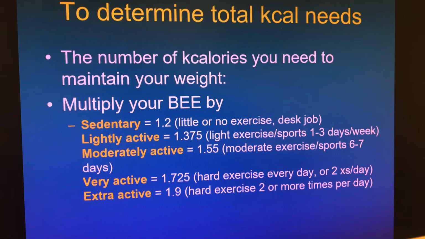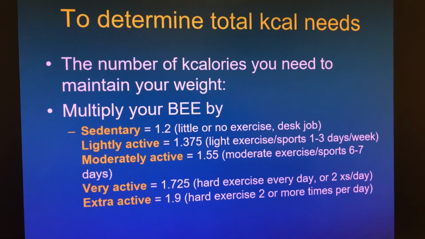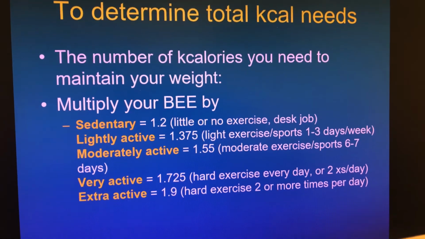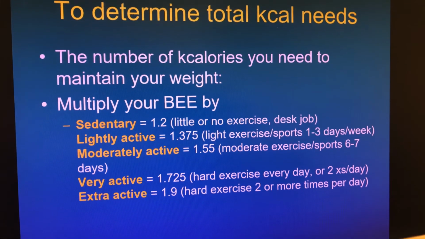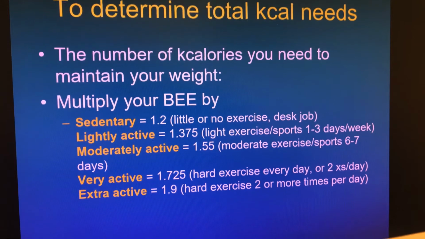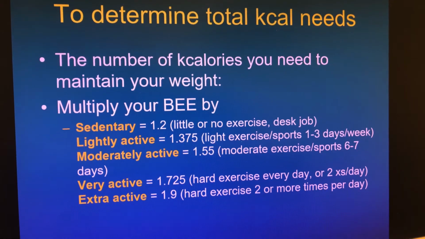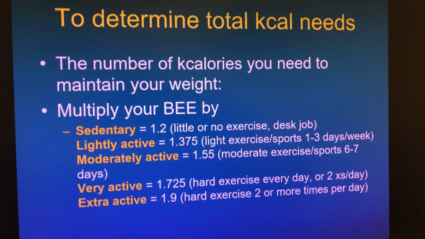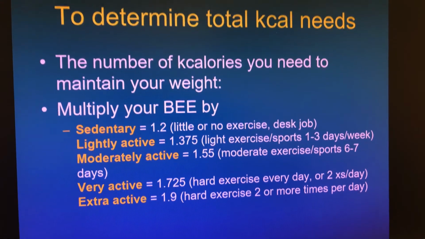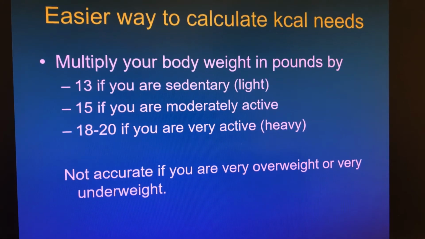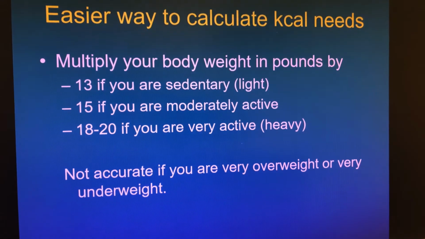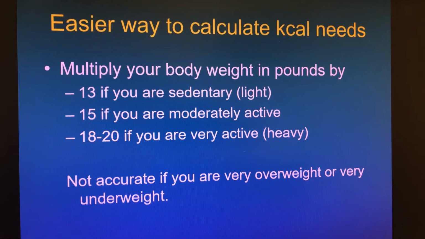There are descriptions of the different categories. A lot of people tend to overestimate the activity category that they're in. The website that I had the link to actually automatically multiplied the basal energy expenditure by activity level. This is an easier way to estimate calorie needs. Again, they're all just rough estimates anyway.